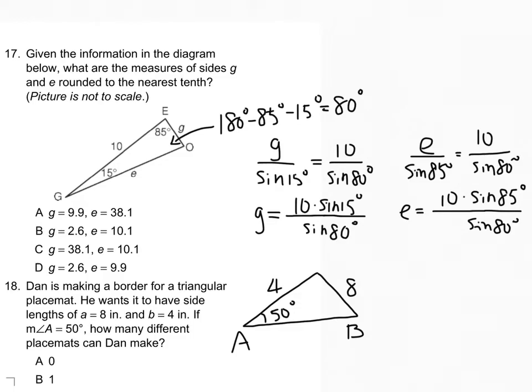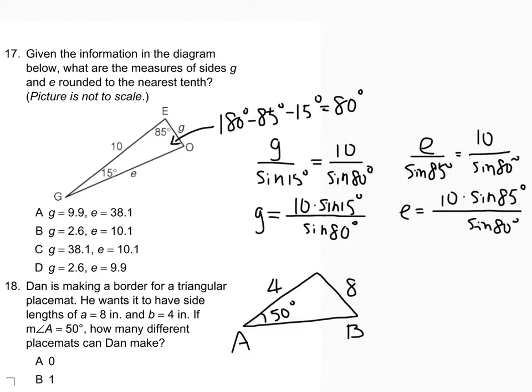So now we can do G over sine 15 degrees, since G is right across from 15 degrees, equals 10 over sine 80 degrees. Multiply both sides by sine 15, you get G equals, so use your calculator to calculate the numbers there. Same thing for E. E over sine 85 degrees equals 10 over sine 80 degrees. Multiply both sides by sine 85 degrees, and you can calculate E.